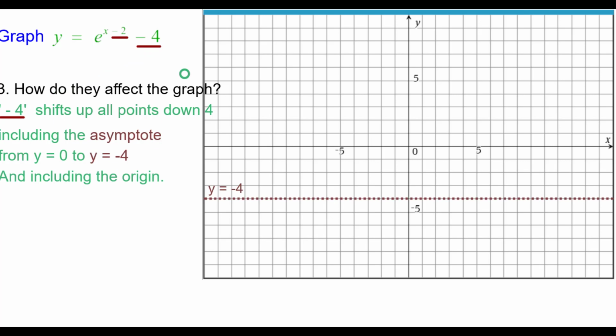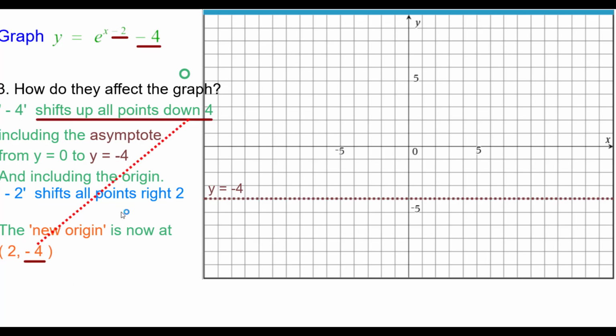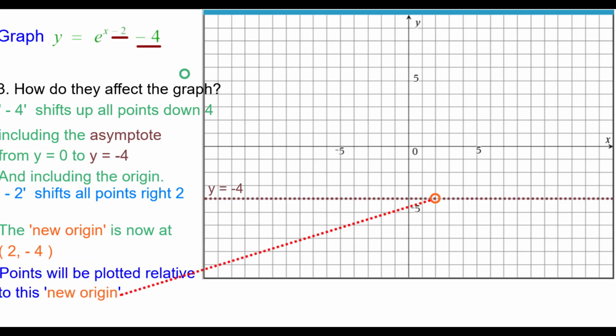This also affects the so-called new origin. The minus 2 in the exponent shifts all points to the right 2. So our new origin is now going to be at 2 because we're shifting all points right 2, and minus 4, negative 4, all going down 4. So let's plot 2, negative 4. Point out that all points will be plotted relative to this so-called new origin.